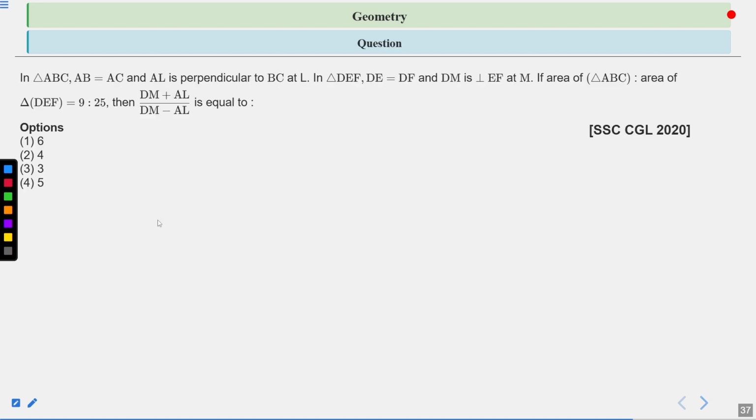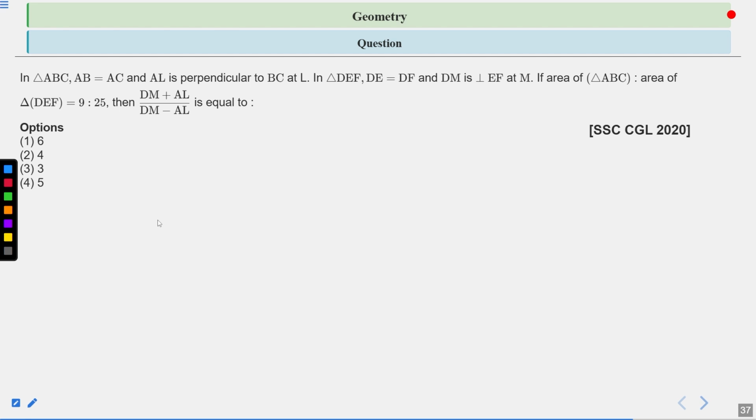In a triangle ABC, AB equals AC and AL is perpendicular to BC at L. In triangle DEF, DE equals DF and DM is perpendicular to EF at M. If area of the triangle ABC ratio area of the triangle DEF equals 9 ratio 25, then what will DM plus AL upon DM minus AL be equal to? And this question is asked in SSC CGL 2020 exam.